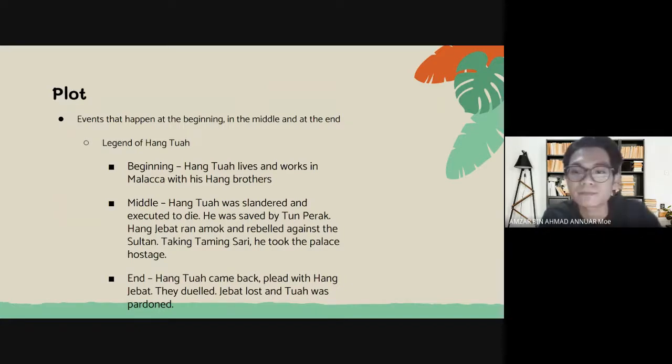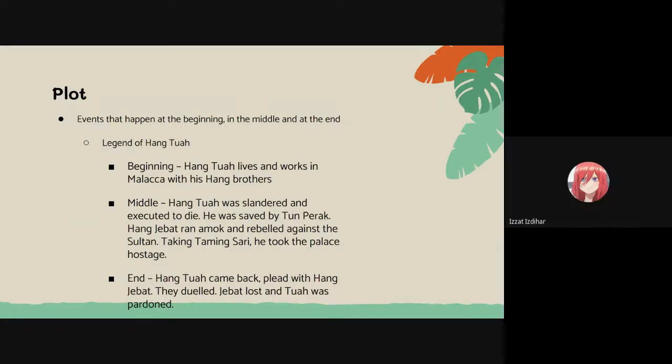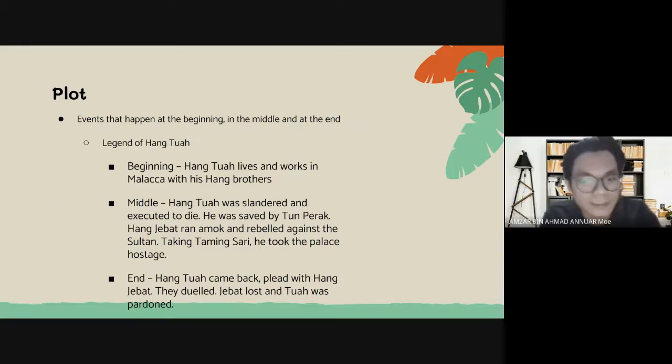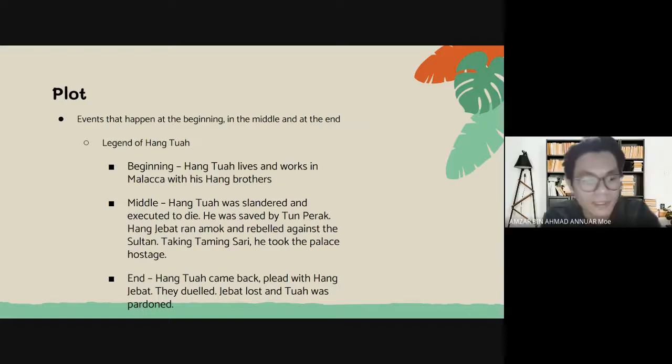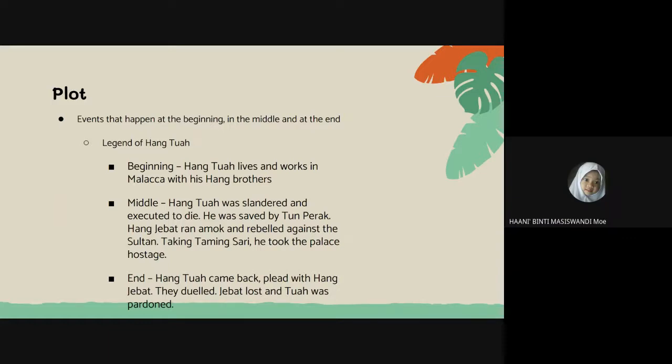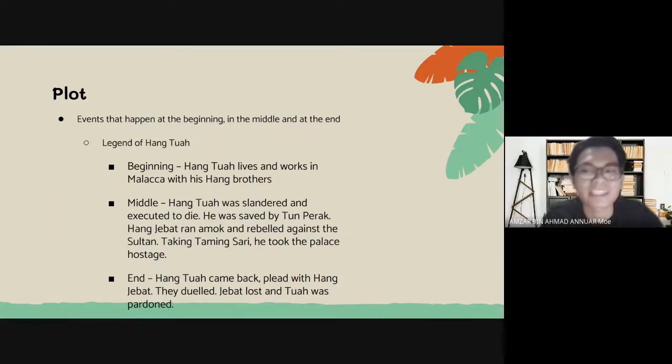Yes, Izzat? Yang ni pun kena salin. Rasanya kena salin ke tidak? Macam biasalah, salinlah. Mestilah kena. Ya, betul Hani. Kena salin, okay? Macam biasa. Salin je. Nanti awak salin.